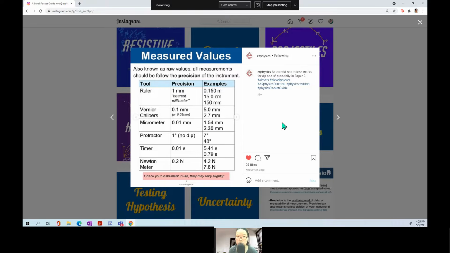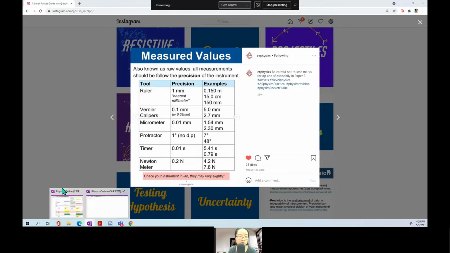Now when it comes to measuring something, let's say you take a vernier caliper and you measure the diameter of a wire, or the diameter of a plastic tube, or the length of a rod, then please make sure that the precision is related to the decimal point. So always check the instrument in your lab. What are the instruments that you could get? You could get a ruler. The precision is 1 mm for a ruler.